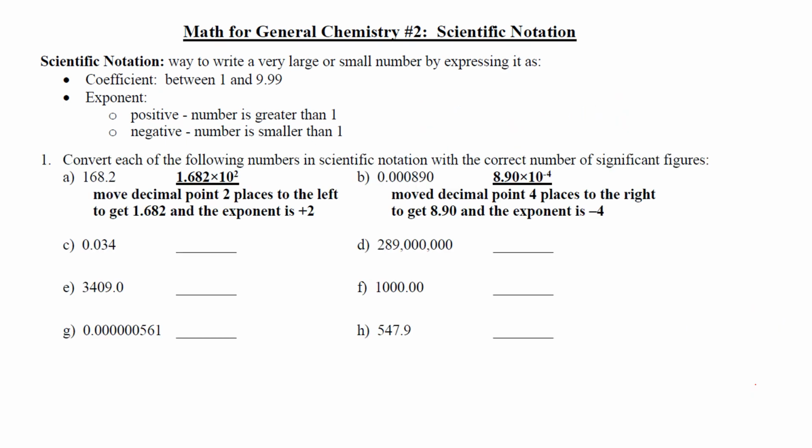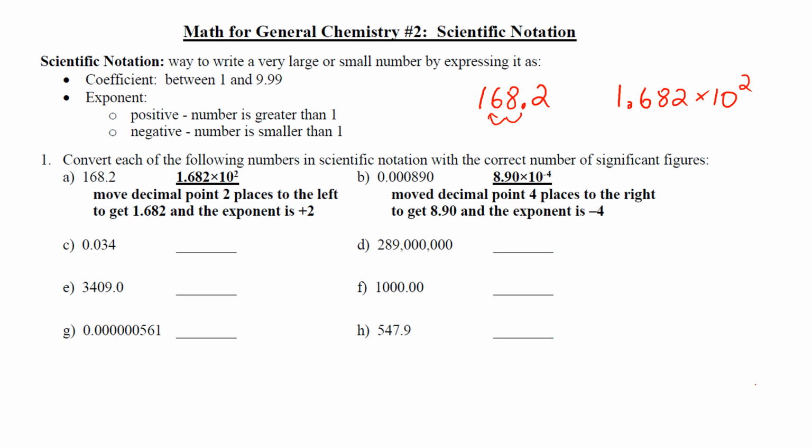All right, so let's do some problems. The first set of problems asks to convert each of the following numbers to scientific notation with the correct number of significant figures. All right, so we have 168.2. So this one, we move it 1, 2. Whenever you move towards the left, that means that the exponent will be positive. So this is 1.682 times 10 to the 2.